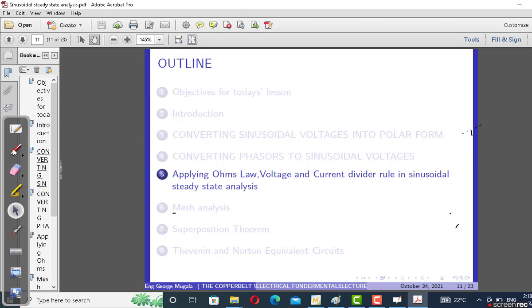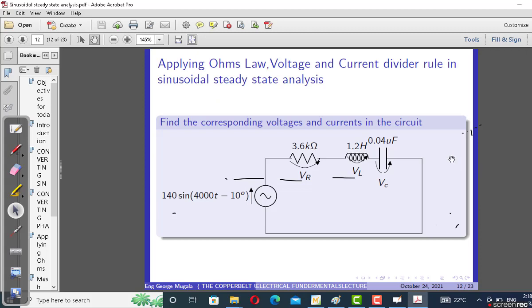Okay, so now how do we apply Ohm's law? Applying Ohm's law, voltage and current divider rule in AC circuits. Now, real quickly, guys, I'm going to go through this. Here is a question. You have a circuit, and this circuit has a resistor of 3.6 kilo ohm, an inductor of 1.2 Henry, and a capacitor of 0.04 microfarad.